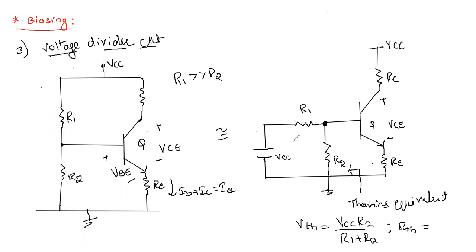these two resistors are in parallel. To find the equivalent resistance, short circuit the DC supply voltage, so that R1 will be in parallel with R2. So RTH is R1 parallel with R2. That means RTH is equal to R1 R2 by R1 plus R2. That is the Thevenin's equivalent resistance. Now this part is replaced with Thevenin's equivalent.